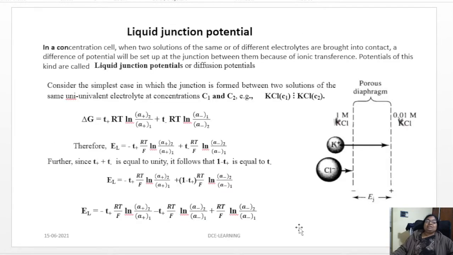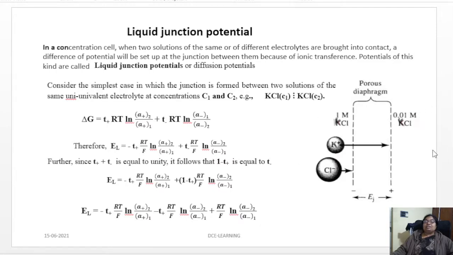Liquid junction potential. In a concentration cell, when two solutions of the same or different electrolytes are brought into contact, a potential difference will be set up at the junction between them because of ionic transference. Potentials of this kind are called liquid junction potentials or diffusion potentials.